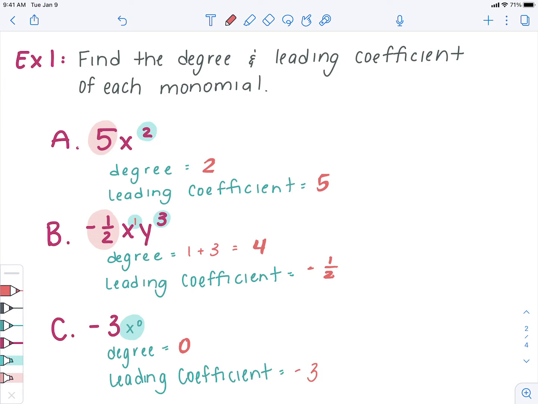So sometimes when it's super simplified like that, it looks a little crazier than it actually is, and you just got to kind of trust your gut like that. There are no variables, so there can't be any exponents, which means the degree is 0. And then the only number they gave you, the -3, has to be the leading coefficient because it's the only number there.